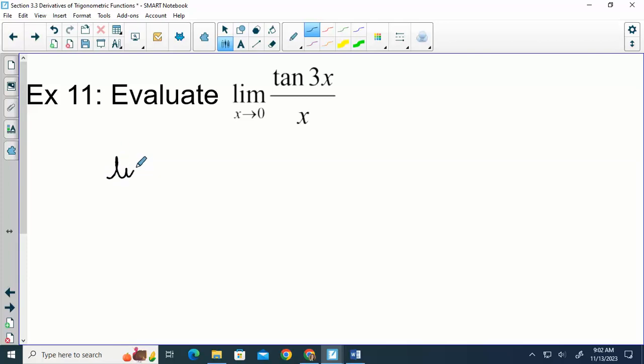So tangent 3x is the same as sine 3x divided by cosine 3x. Divided by x, I'm going to write that as times 1 over x. You guys agree that that's what I started with? We haven't changed the problem. Okay, what do I need to do now?